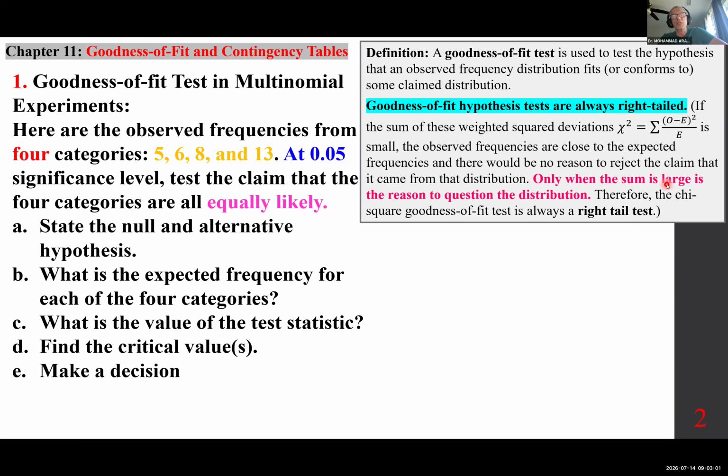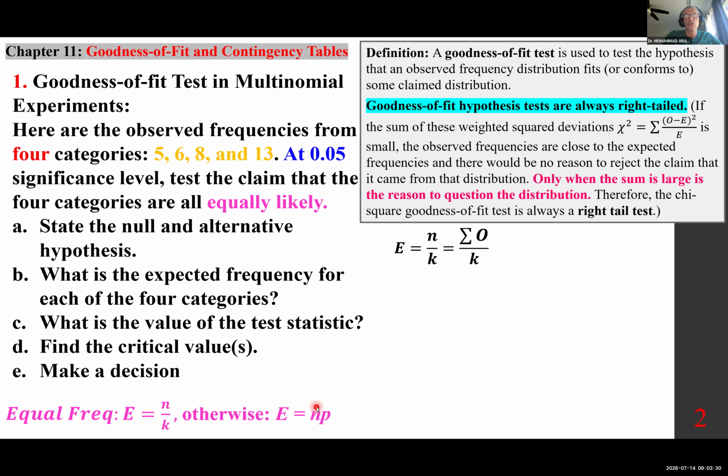Only when the sum is large is there reason to question the distribution. Therefore, the chi-square goodness of fit test is always a right-tail test. So having said that, the formula that we use, E is N over K, E equal frequency, or E equals N times P, the proportion. So we are going to use E equals N over K. What is N? Summation of O, observed value.